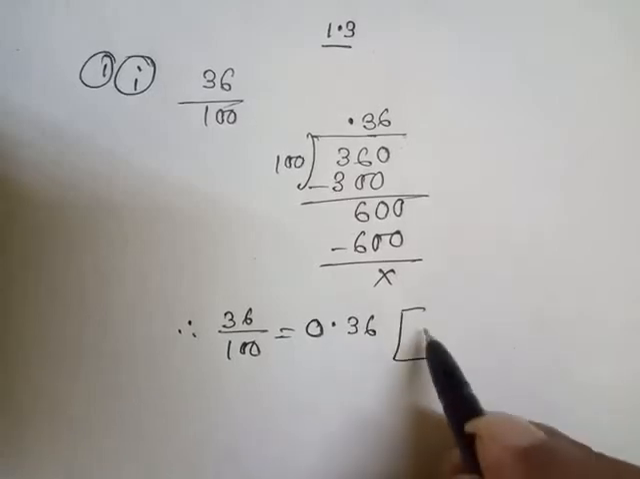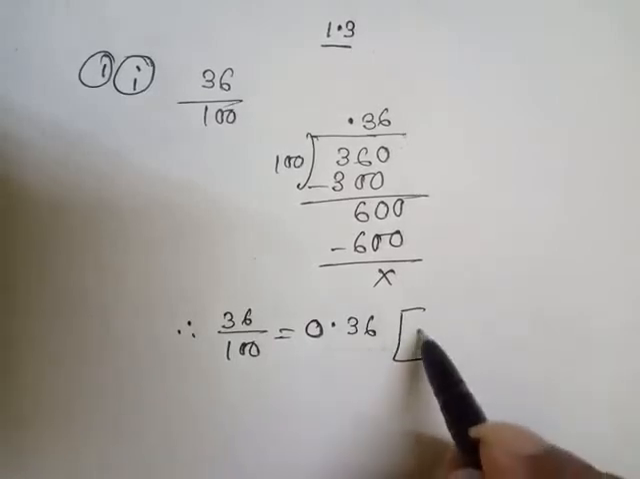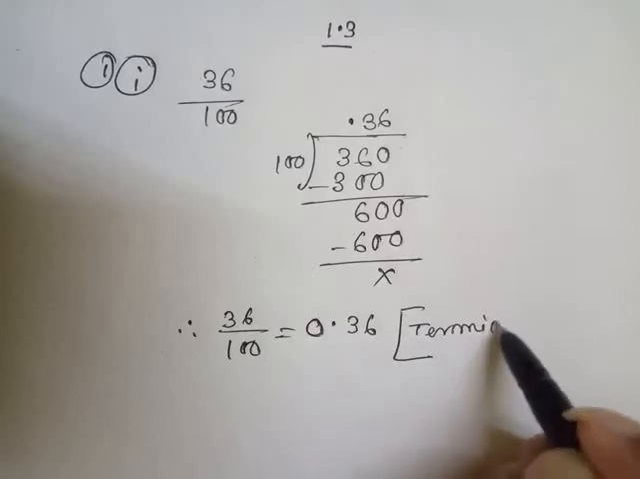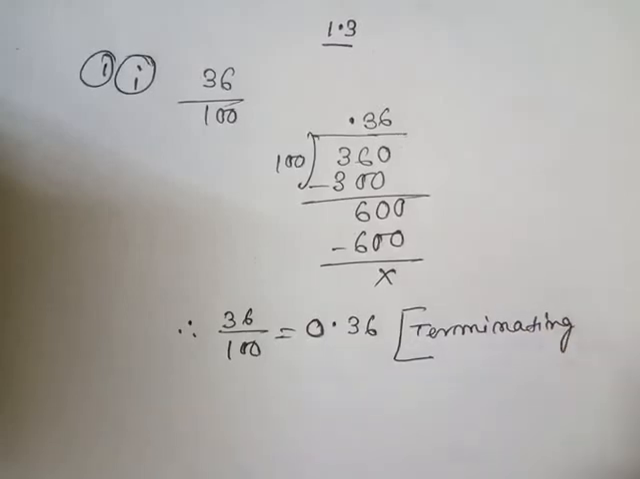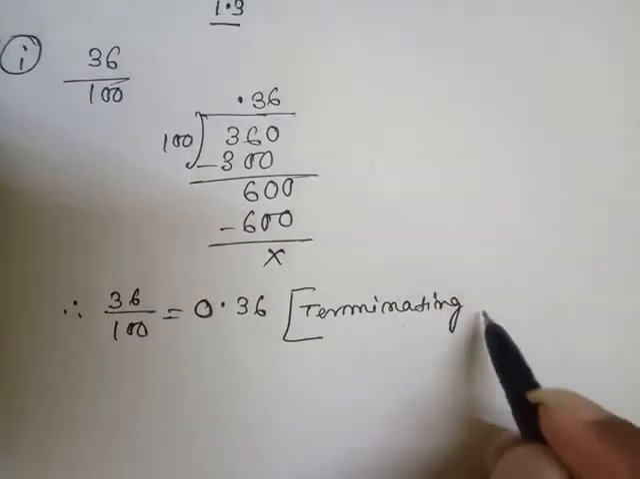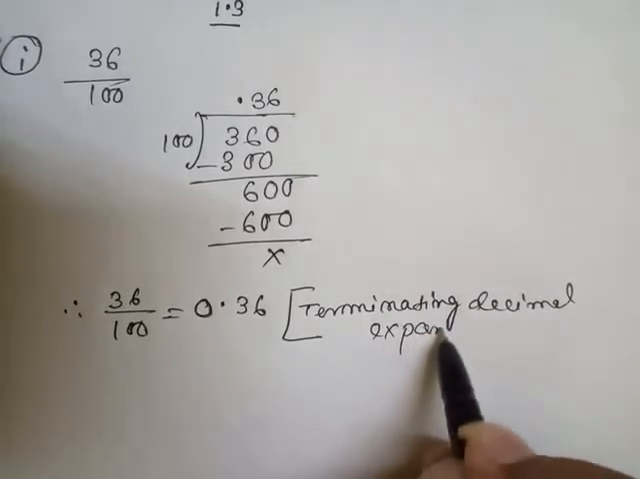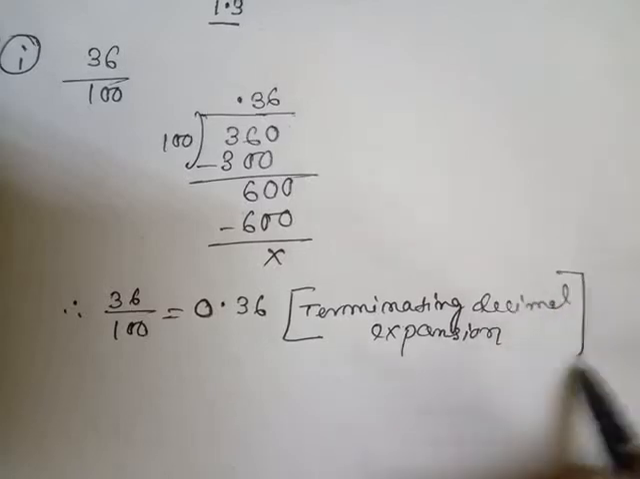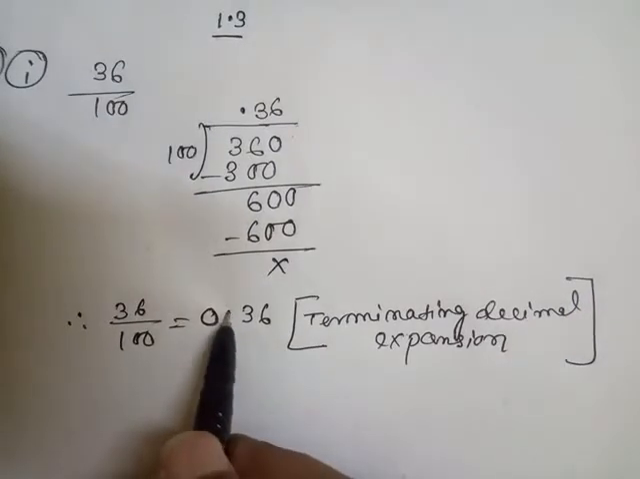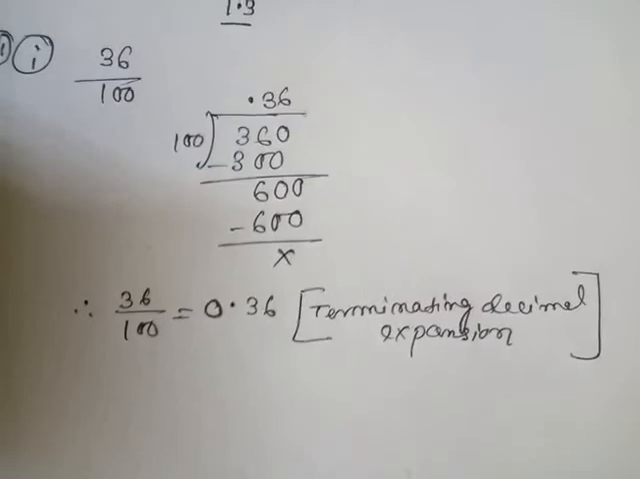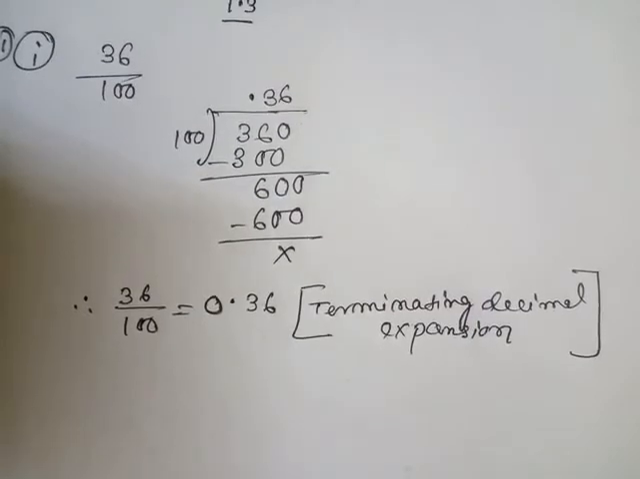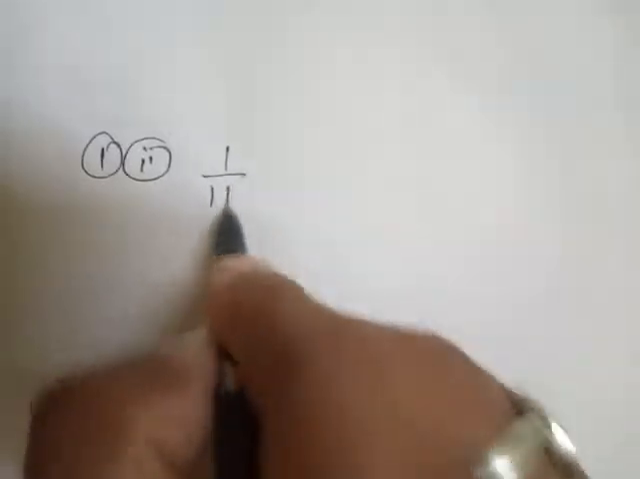Now after that, in the bracket I am writing, this is a terminating decimal expansion. Why? Because look, after the decimal point there are only 2 digits. Since it does not repeat again, that's why it is a terminating decimal expansion. This is the first one I have done. Now the second one, Roman 2, 1 by 11.